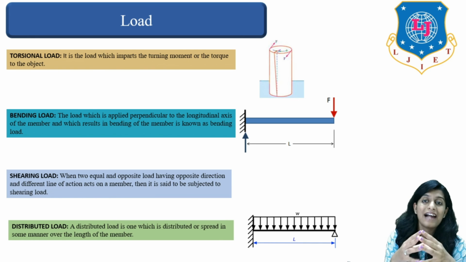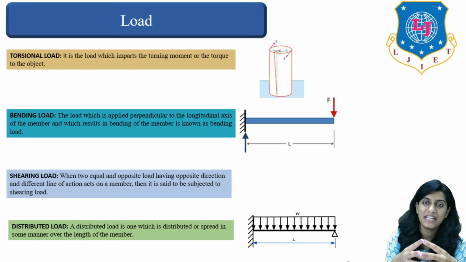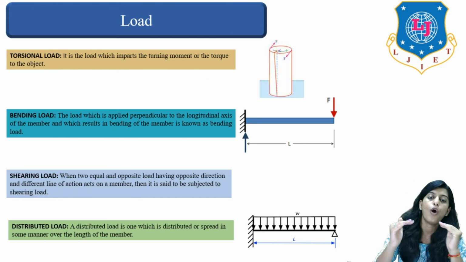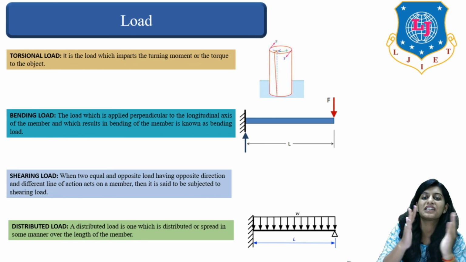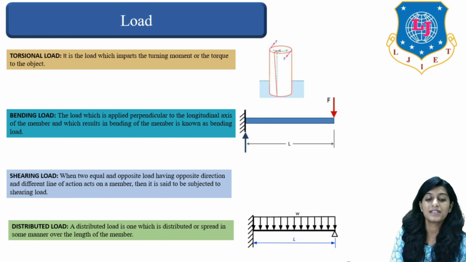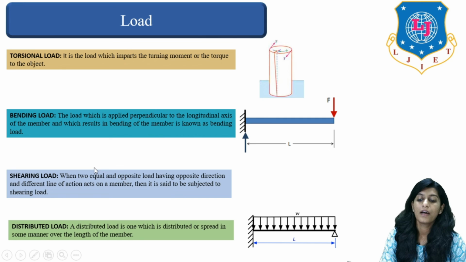They must have opposite direction and they must have different line of action. When they act on any given body, that body is then subjected to a shearing load. Both of them act from opposite sides, so it will turn or change the shape of that particular object. So this is a shearing load.